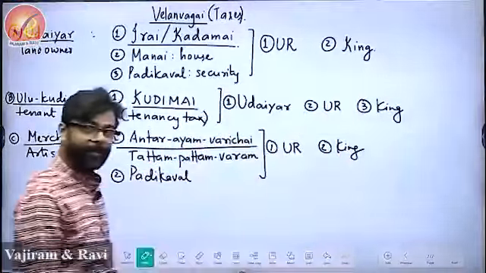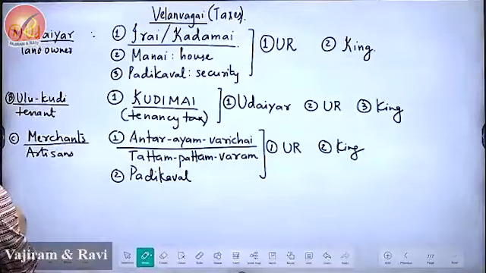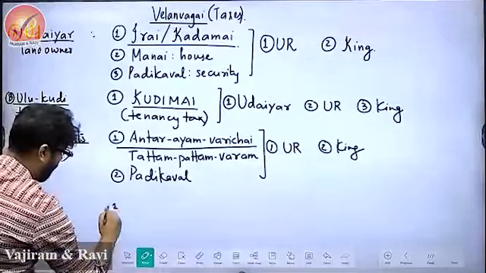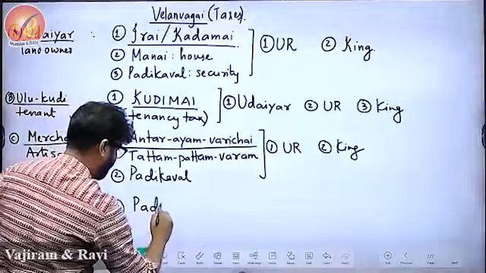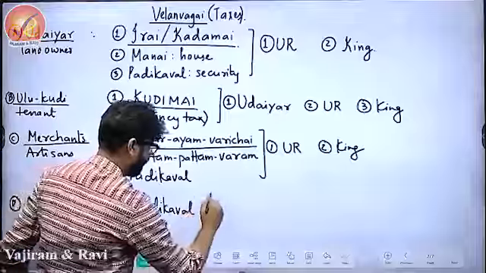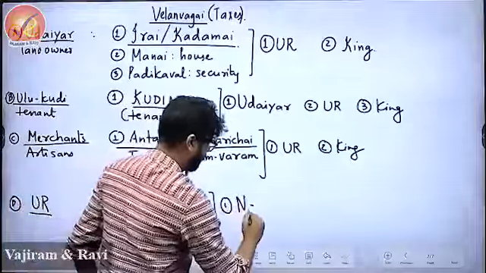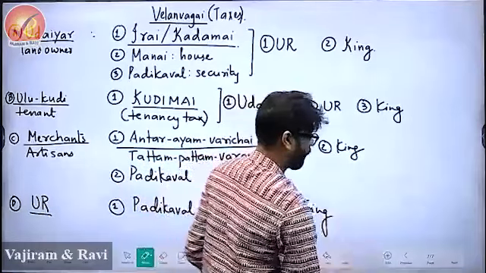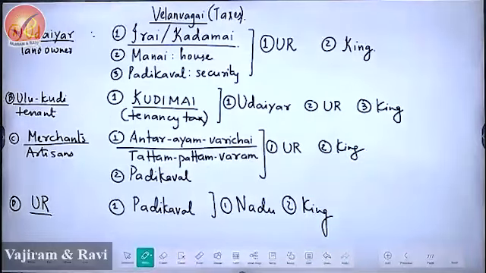And finally, D. Ur, the village council also pays a tax. Even they pay security, padi kaval, to the council above them, that is Nadu, and to the king. This is the complete list. So, one part over. Now we move to the difficult part. Easy is over.